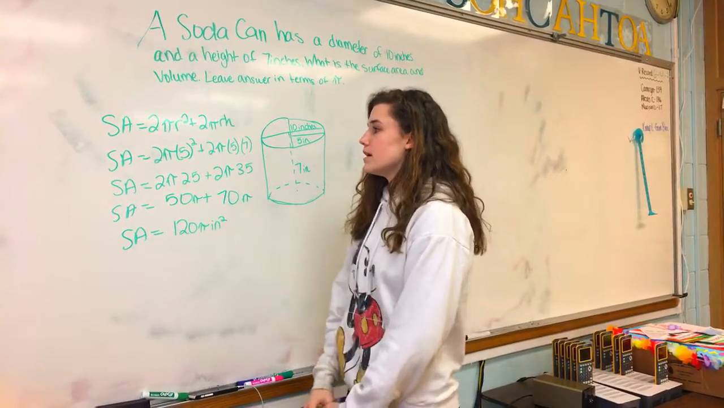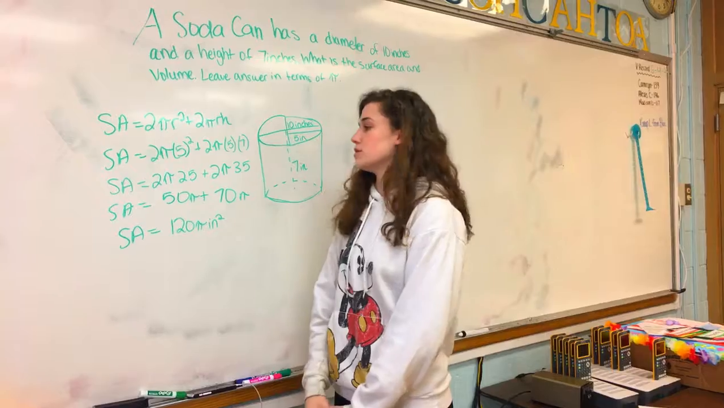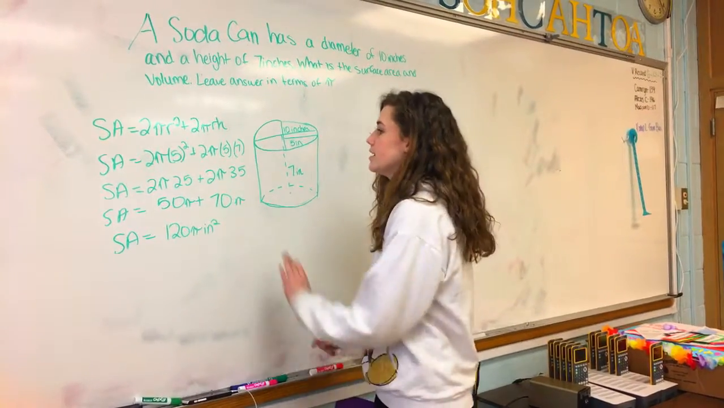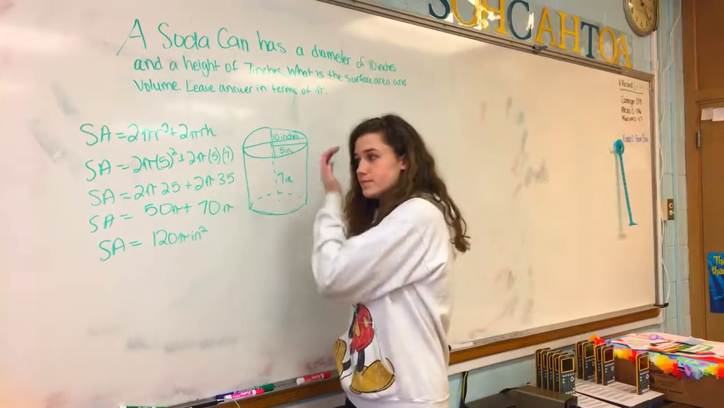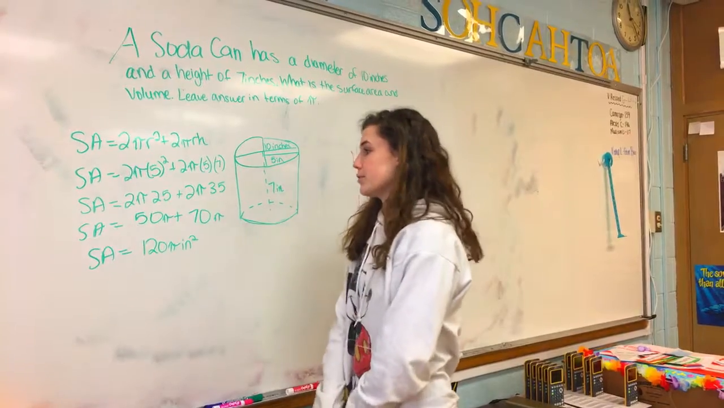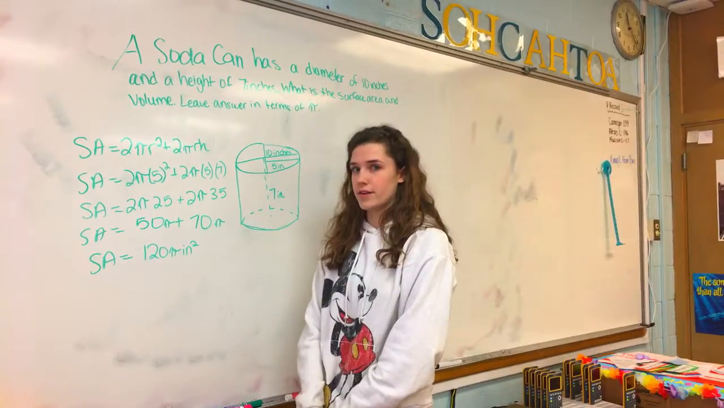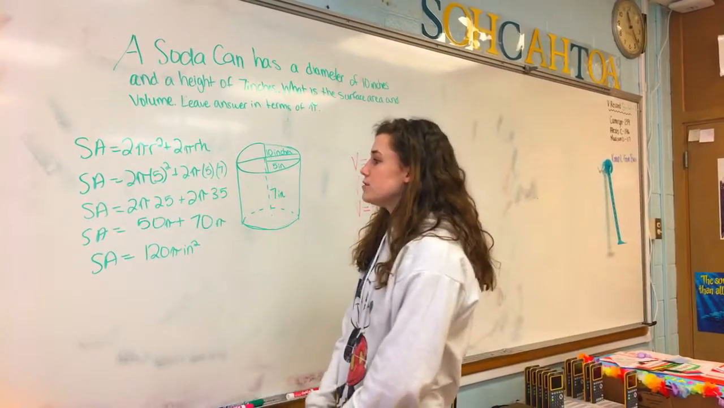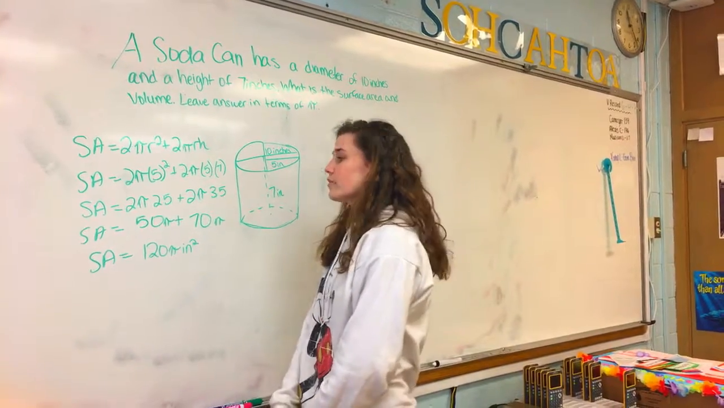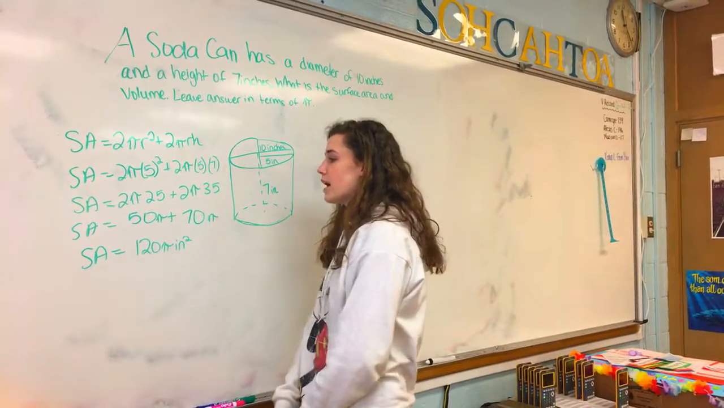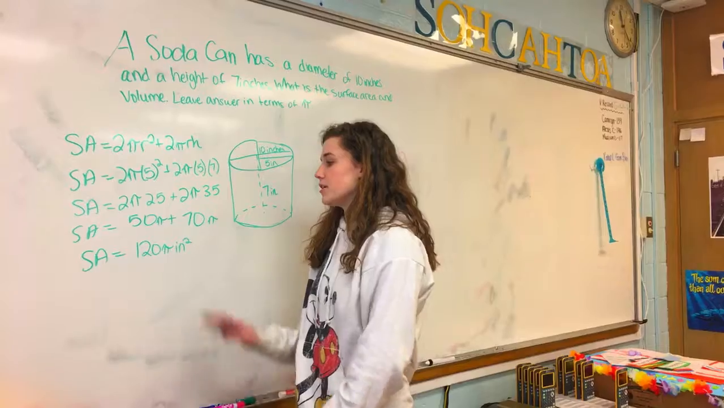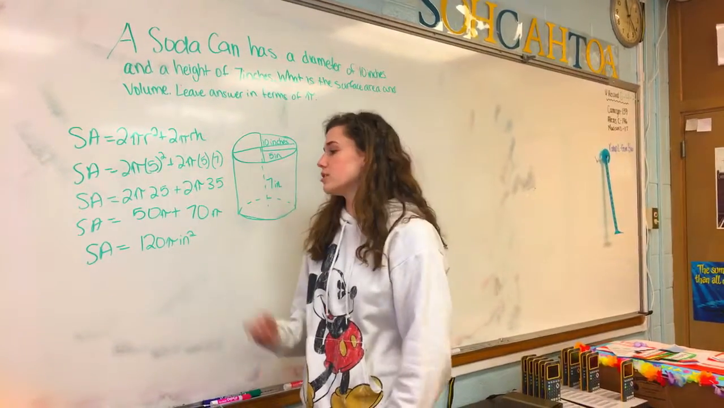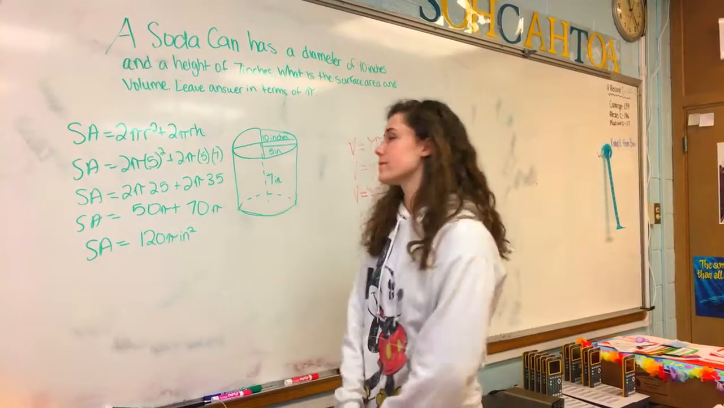Your next step would be doing 5 squared, which equals 25, and multiplying 5 and 7. You will get 2 pi 25 plus 2 pi 35. Once you multiply 25 times 2 and 35 times 2, you will get 50 pi plus 70 pi. Your final answer is 120 pi inches squared.